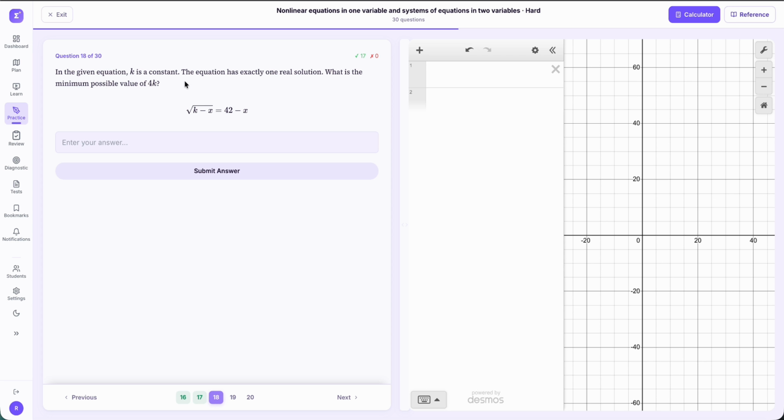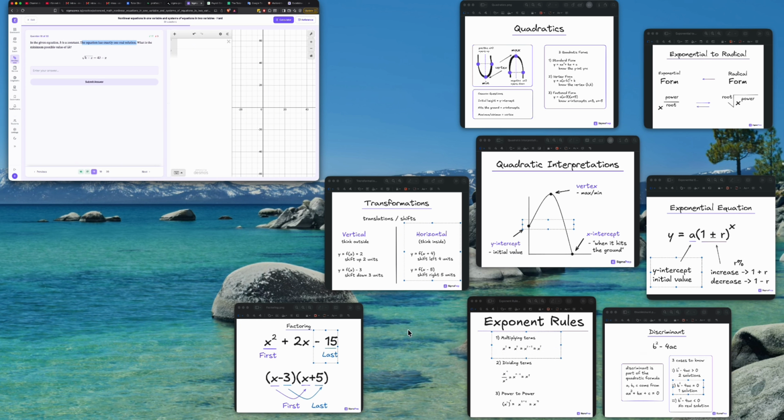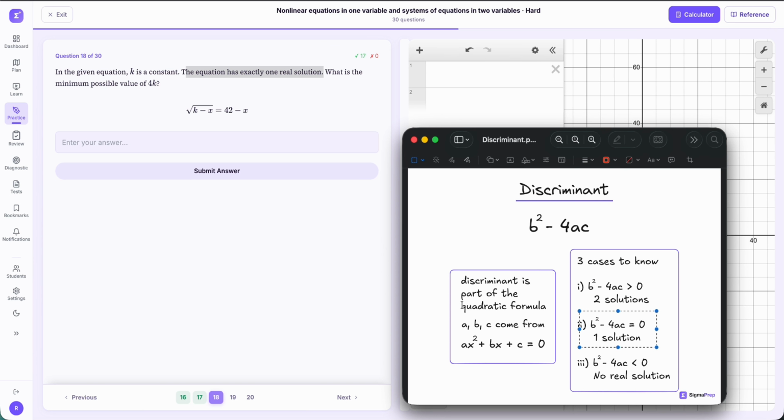In the given equation, k is a constant, the equation has exactly one real solution. What is a minimum possible value for k? Okay, this is a tougher one, but it's still a discriminant problem, right? This one's tricky though to know this is a discriminant, because for a discriminant, you gotta have a quadratic. This doesn't look like a quadratic, right?